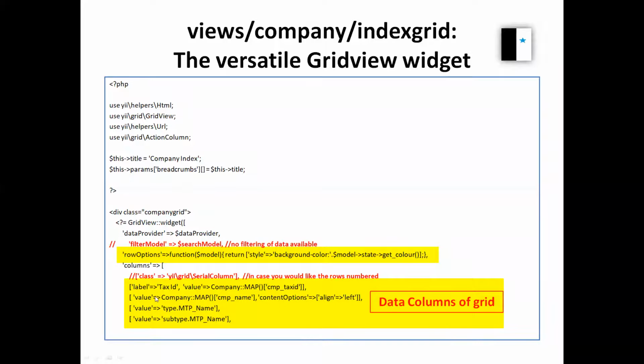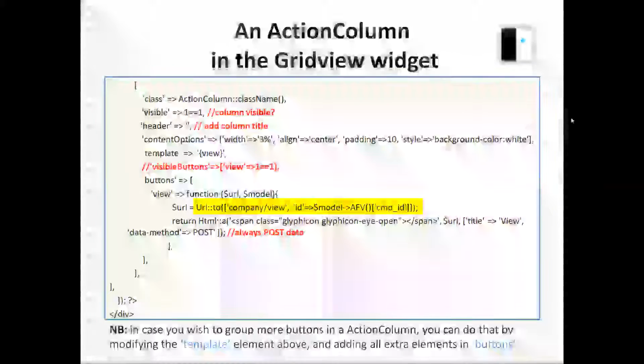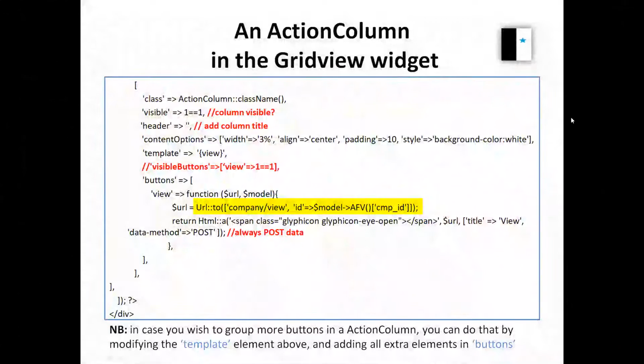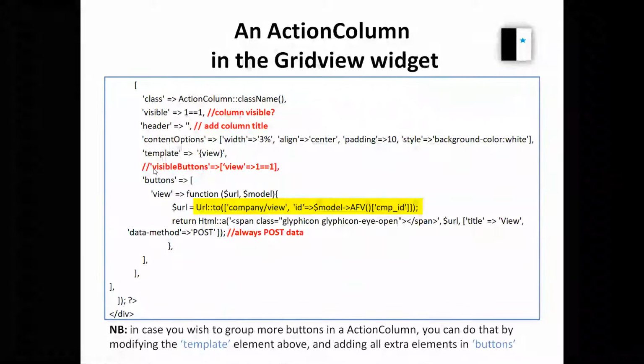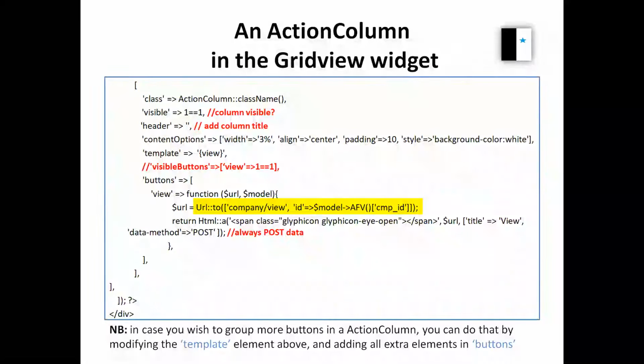In each data column, there corresponds a field of the model Company, as long as this field is also present in the data provider object you have given as a parameter. Let's focus now on the structure of an action column in the GridView widget. You have quite some options there. You can make the whole column visible, you can add a header, and you can make also some of the control buttons in the column visible by defining an appropriate condition.